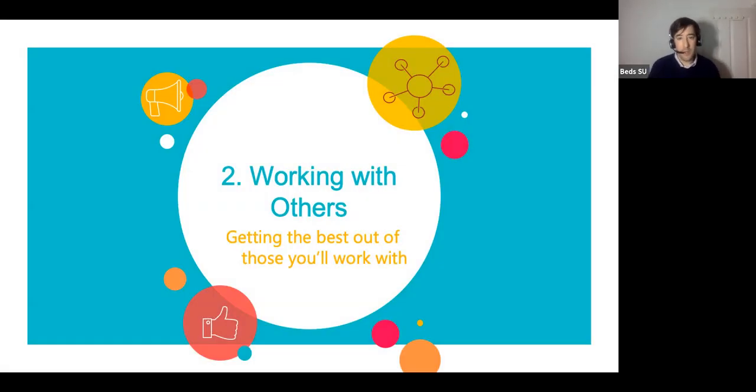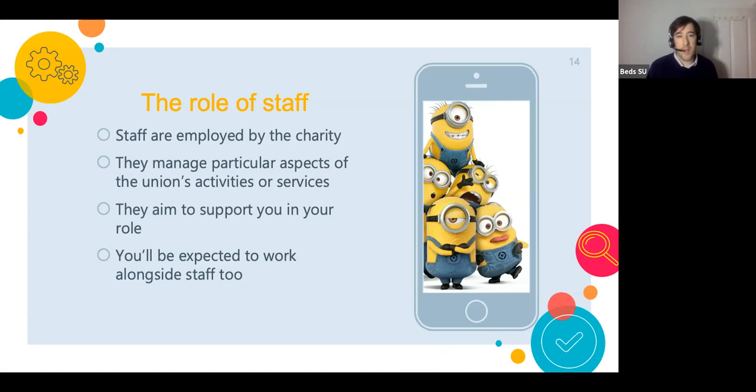Working with others. So I'm going to talk about getting the best out of those you'll be working with. So I just mentioned staff. Staff are employed by the charity. They manage a particular aspect of the union's activities or services, and they aim to support you in your role as an executive officer. But it's not just about supporting you. We also look to you to work with us, and we desperately want to work with you. It's one of the reasons we work for the Students' Union, is because we get to work alongside you in your elected role.